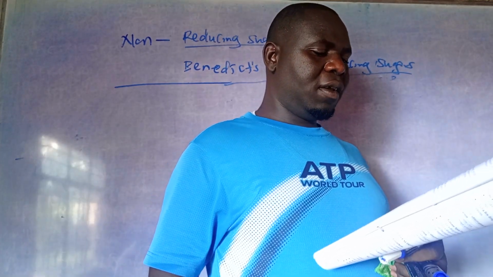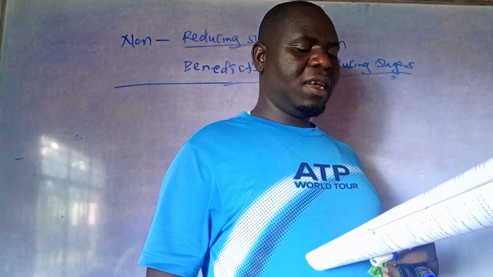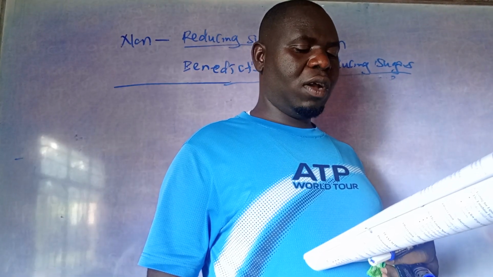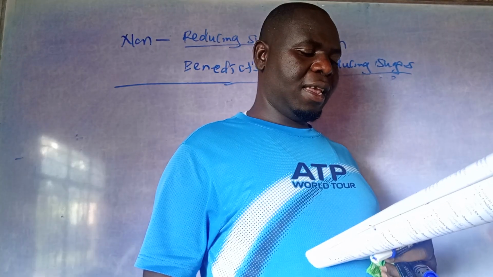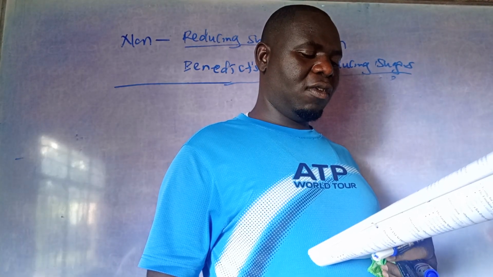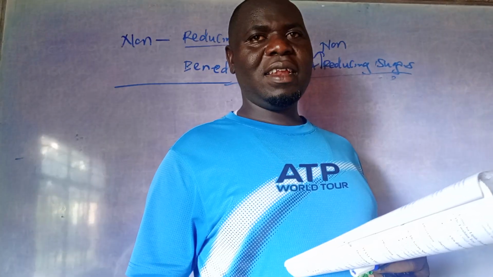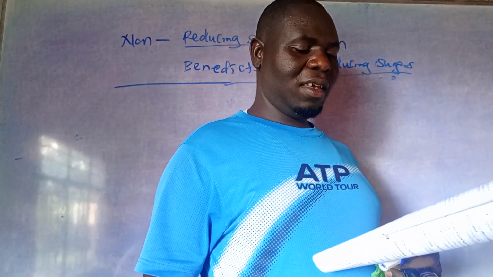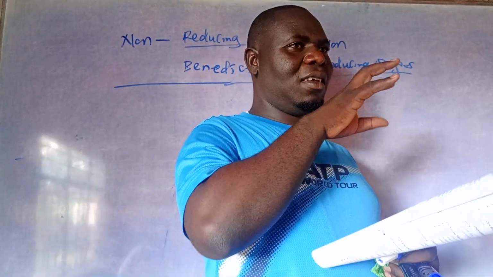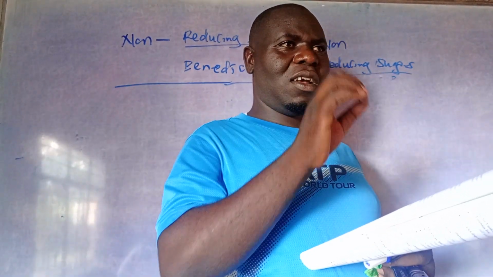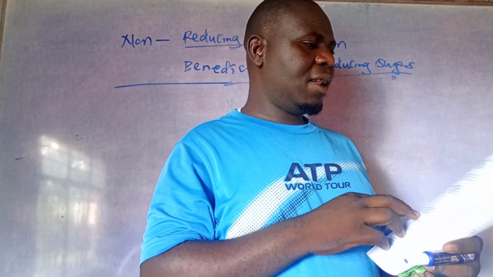Solution remains blue: non-reducing sugar is absent. Solution turns green, yellow, brick red, or orange: non-reducing sugar is present. Have you seen that this one is the same as the test for reducing sugar, but here you just add acid and the base.